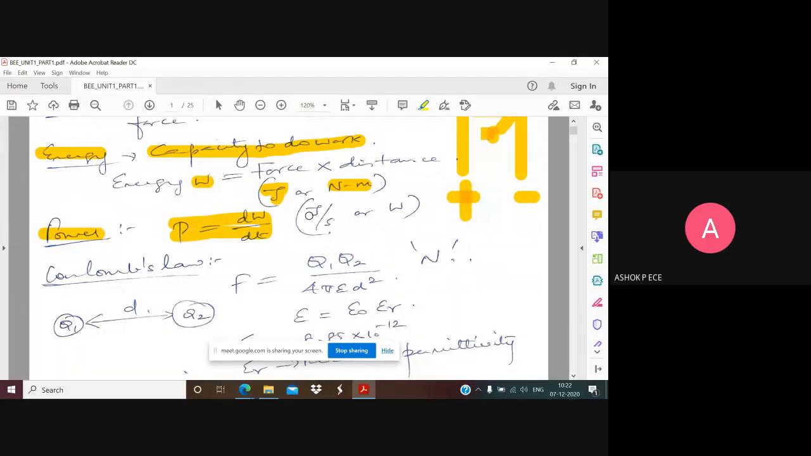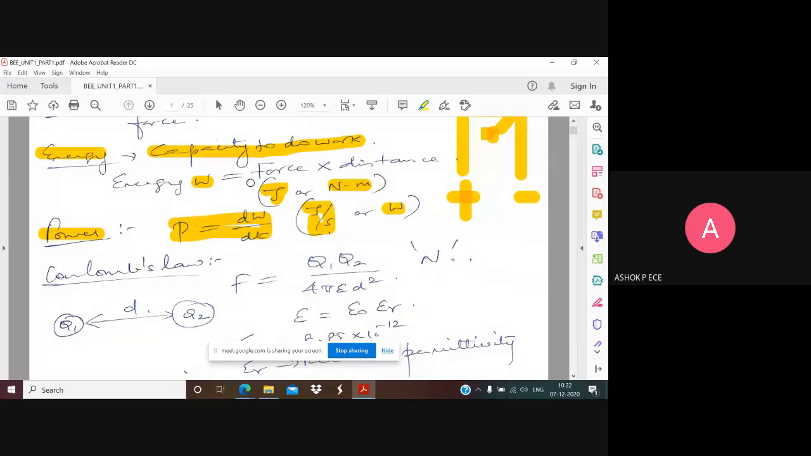So the unit of power is very famous. What is the unit of power? Watt, sir. Watts. Yes, the unit of power is watts. By the formula, it is energy by time. The unit of energy is joules, and the unit of time is seconds, so it is going to be joules per second, or watts.